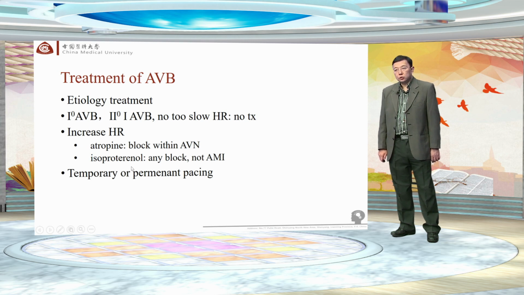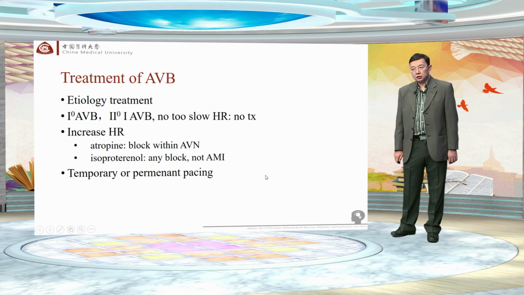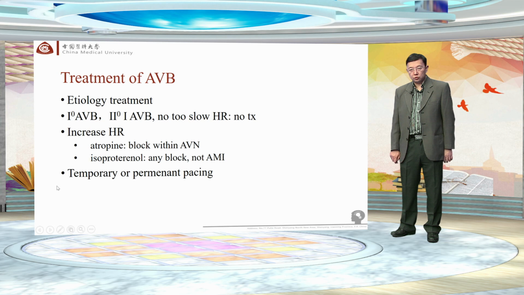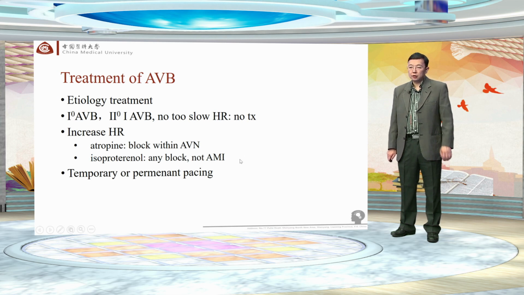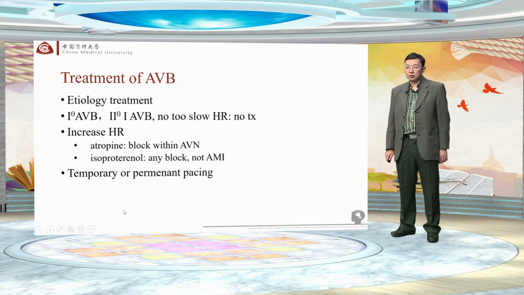For type 2 block and third degree AV block, we usually implant a pacemaking device. For emergency patients with myocardial infarction or myocarditis, we usually implant a temporary one. This kind of patient may recover totally from the AV block.